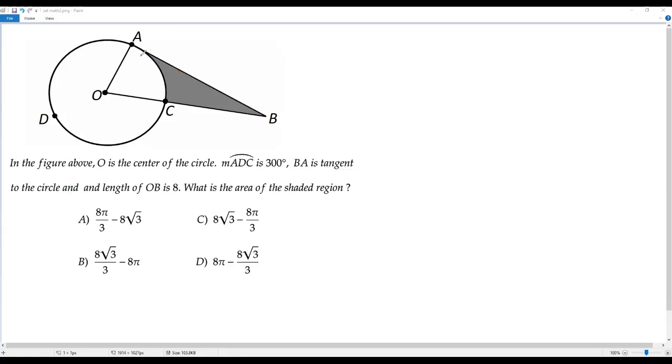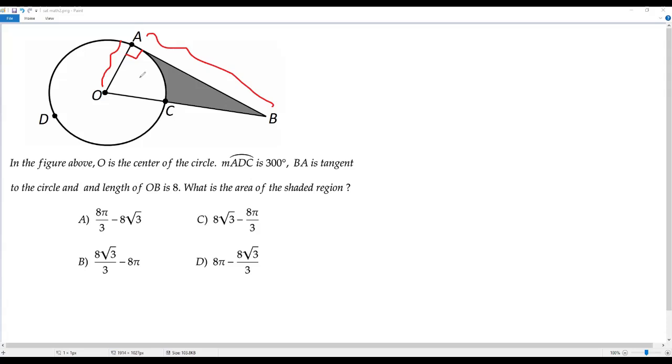Since BA is tangent to the circle, at the point of contact, the angle between the radius of the circle and the tangent of the circle is always a right angle. That is 90 degrees. So OAB is a right triangle and OB is the hypotenuse because it is opposite to the right angle. Apart from the hypotenuse OB, let's consider the remaining two legs of this right triangle, that is OA and AB.